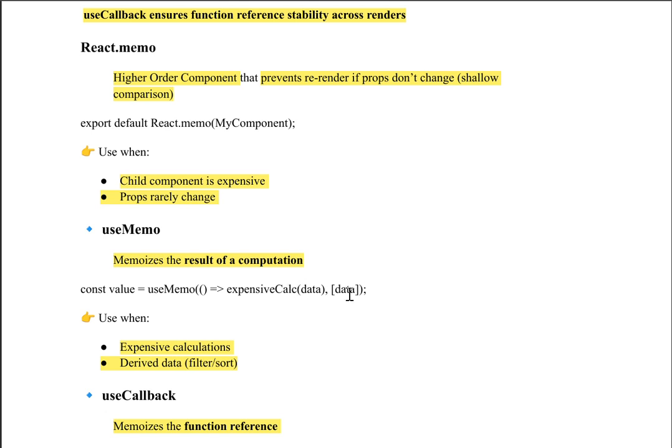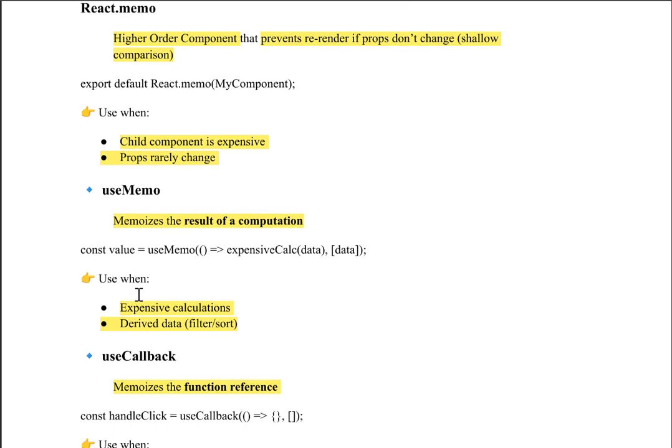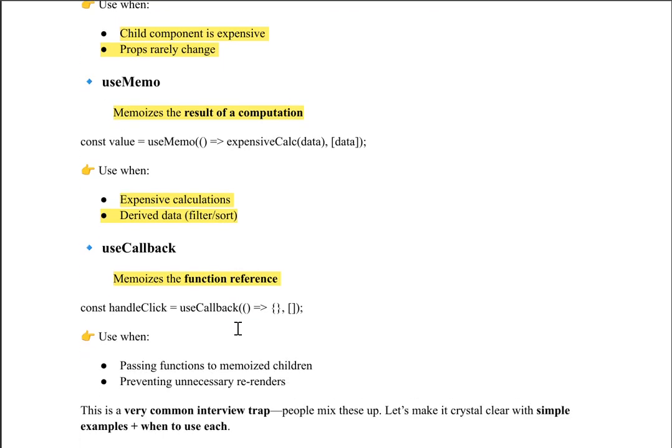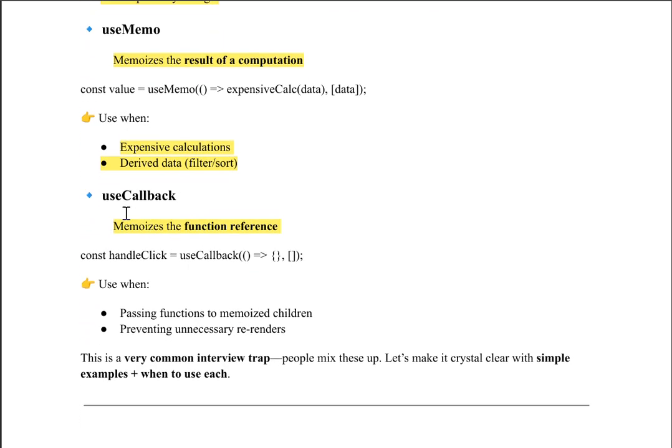Okay, in the dependency array you have to give whatever data changes, on which the calculation you want depends. So use this hook only when you have expensive calculations or derived data like filtering or sorting. And the third hook is useCallback. It is nothing but memo. It is used when we want to memoize the function reference.